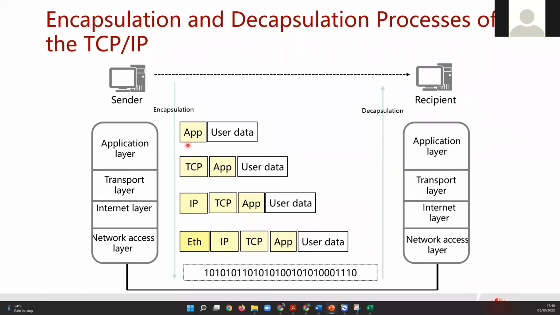You can see at first it's usually just the user data. Then TCP is appended, so you have the app and user data. Then IP is appended, so you have IP, TCP, app and the user data. Then you have Ethernet, IP, TCP, app and the user data. Then as you move up, it is decapsulated until you just get the app and the user data at the recipient.